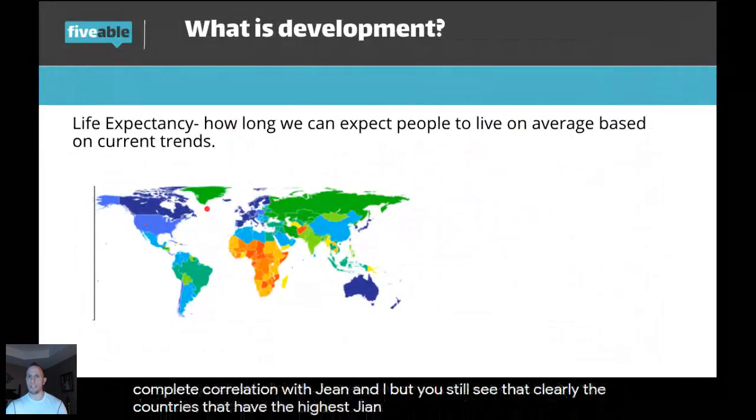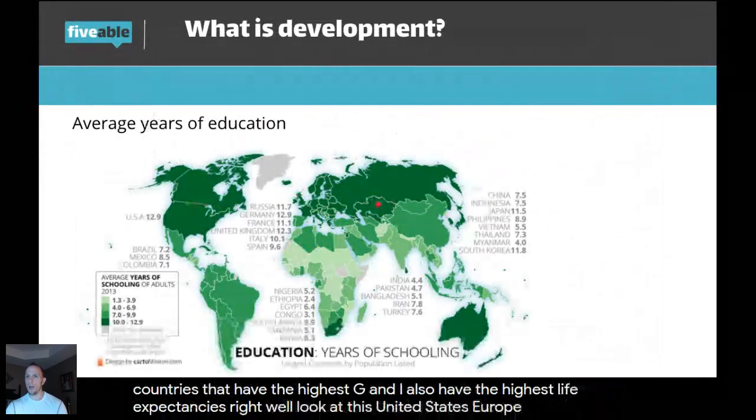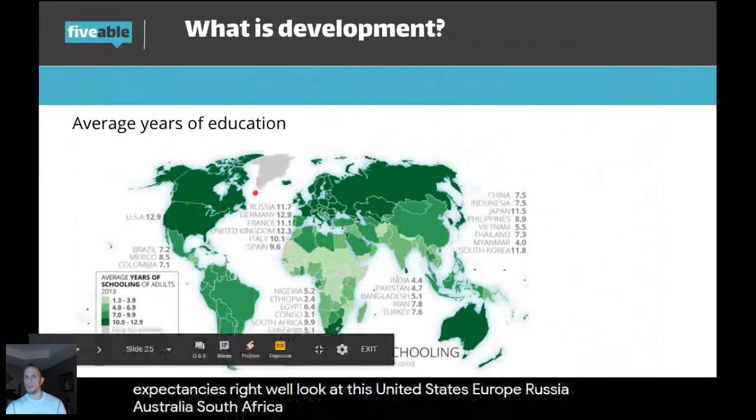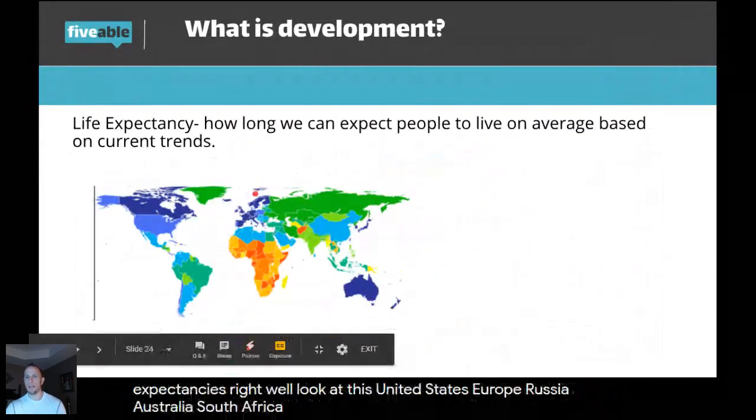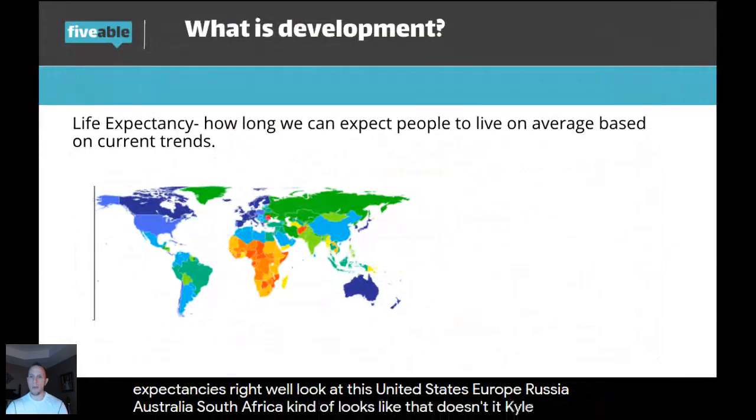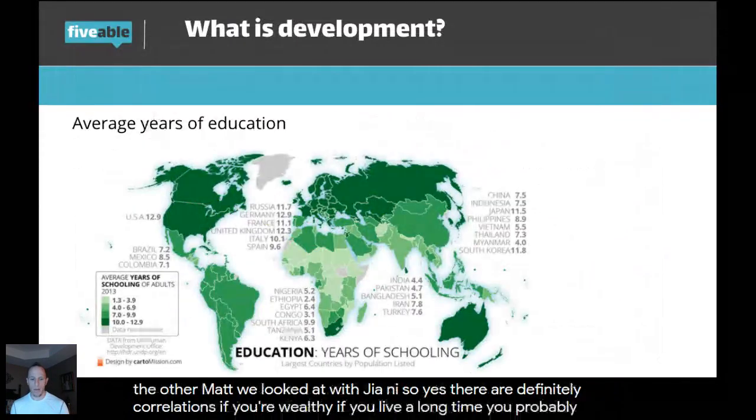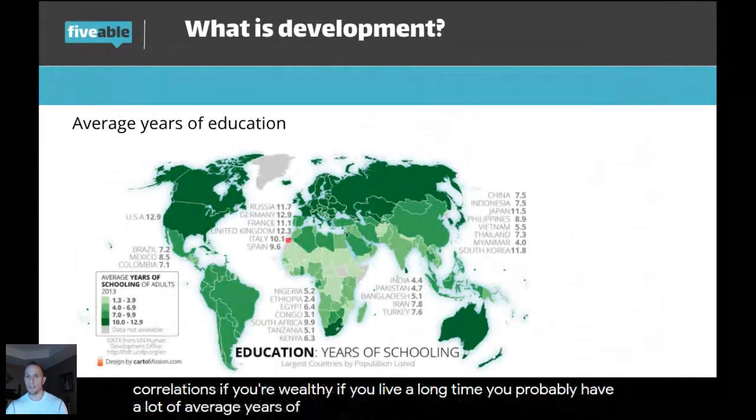Average years of education. Well, look at this. The United States, Europe, Russia, Australia, South Africa. Kind of looks like that, doesn't it? Kind of looks like the other map we looked at with GNI. So yes, there are definitely correlations. If you're wealthy, if you live a long time, you probably have a lot of average years of education as well. There are so many different ways to measure development.